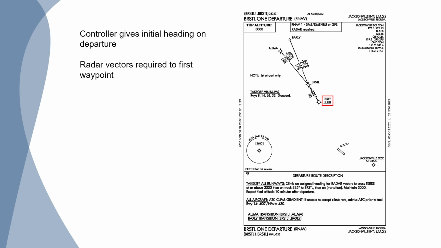Notice also at TRE it says 3,000 feet or above. But also the top altitude for this particular departure is 3,000 feet. This means you can anticipate that you're going to be at least 3,000 feet at TRE, and in most circumstances will be cleared to climb higher. Note this is also for jet aircraft only. This is a hybrid nav SID, as your initial departure will be off radar vectors, but then you have multiple waypoints including TRE, Bristol, Baxley, and Alma.